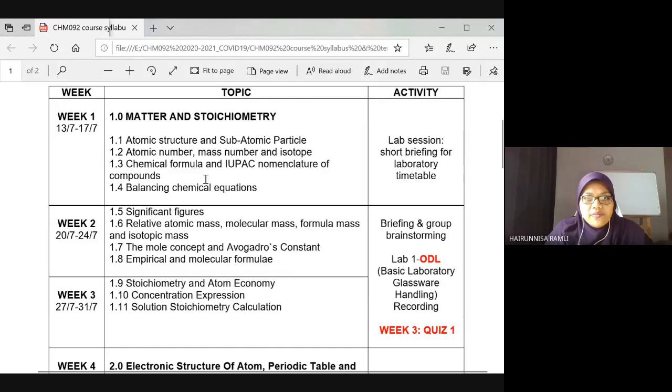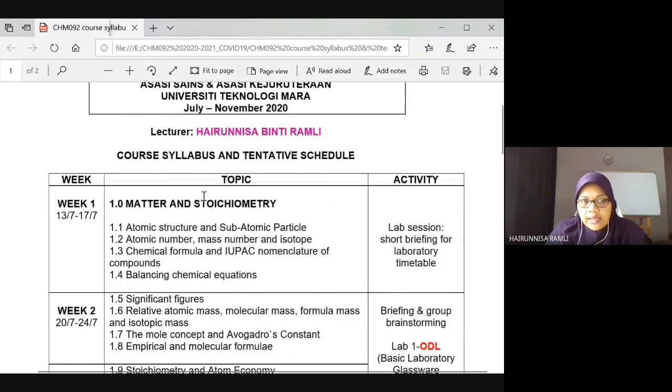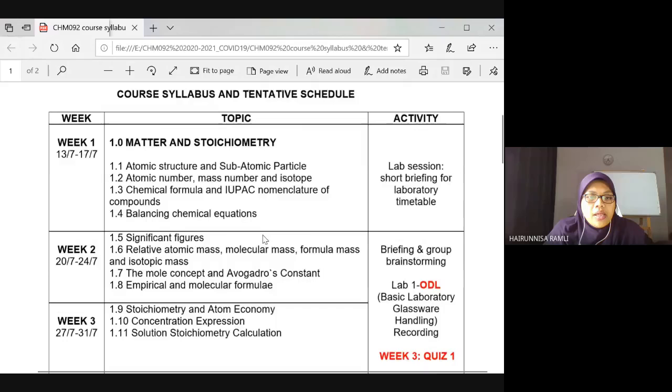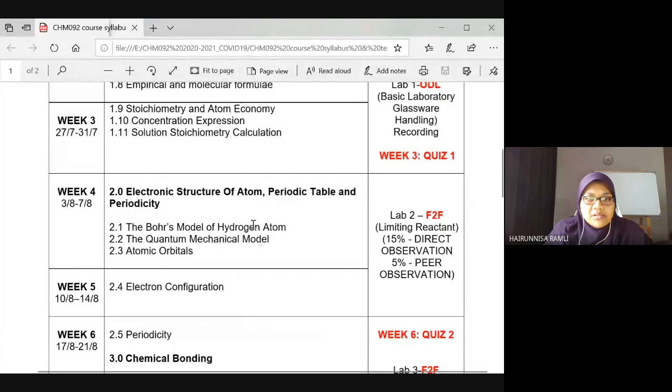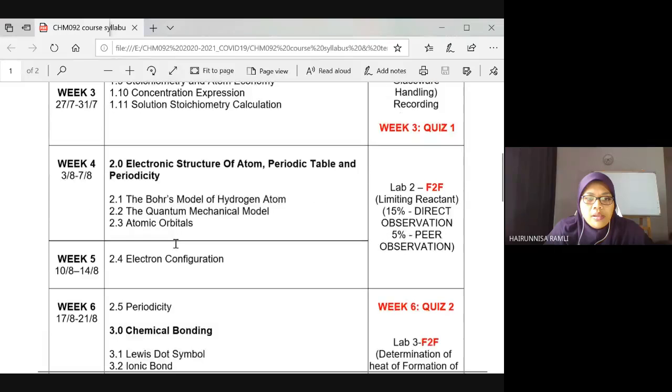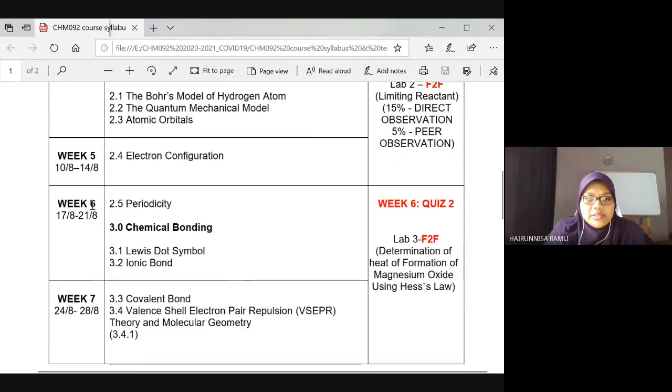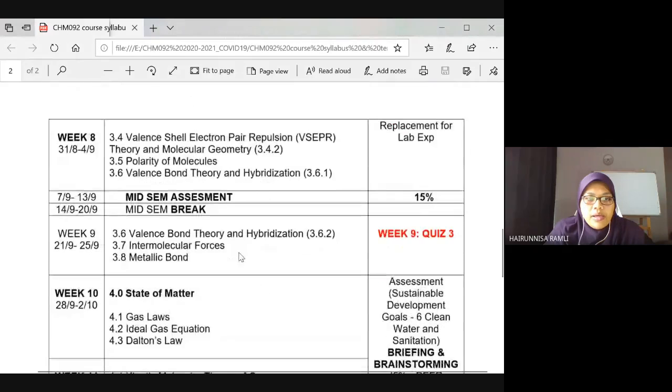Okay. So first of all, we'd like to explain. Sebab tadi dalam slide tak ada explain on topics. We have 5 topics. We have matter and stoichiometry for topic 1. And then topic 2, we have electronic structure of atom, properties and periodicity on week 4. And then we have chemical bonding on week 6. And then kita ada mid semester assessment. Ini yang kita panggil test tu lah. Ya, tarikh ni. Kita tak tahu lagi chemistry jatuh hari apa lah. Okay.